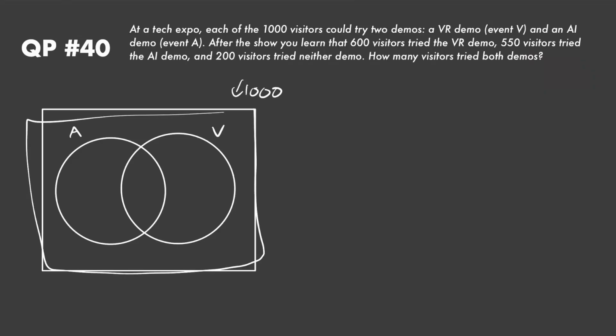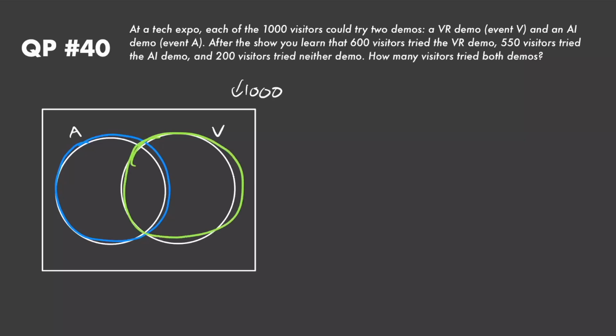Now, similarly, the number of people who try the AI demo will go within this bubble here, and the number of people who try the VR demo will go within this bubble. And obviously we have some overlap, and being in here just means that you tried both demos, and then we have some space outside of either of these bubbles, which means you tried neither of the demos.